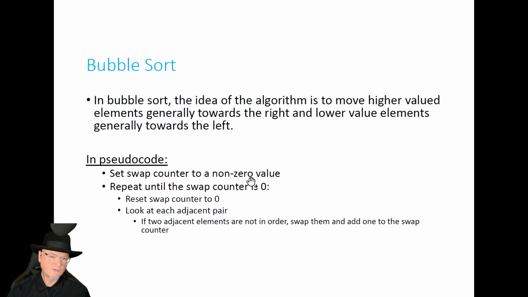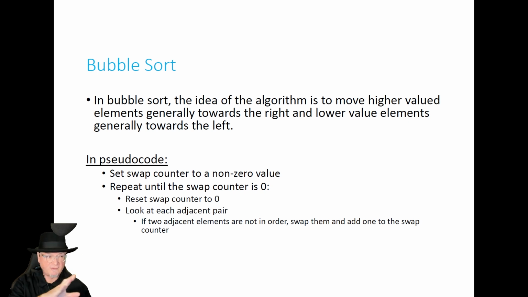First thing we're going to do is initialize a counter. We're going to use the counter to identify a stopping condition for when our array is already sorted. So it's a counter for the number of swaps we make as we go through. And we're going to initialize it, setting it to some non-zero value. Now you could set it to any non-zero value.